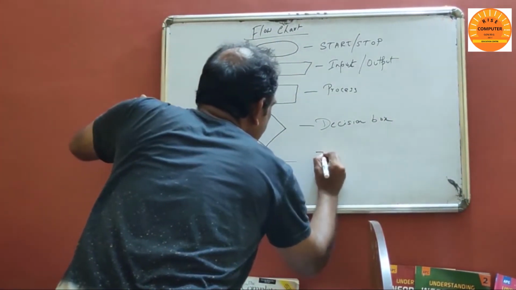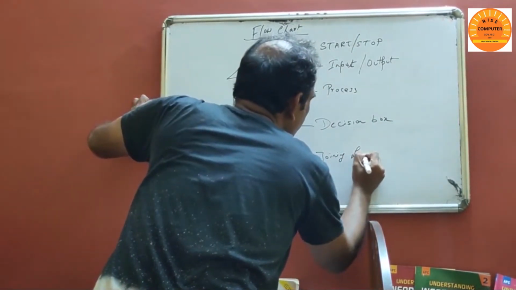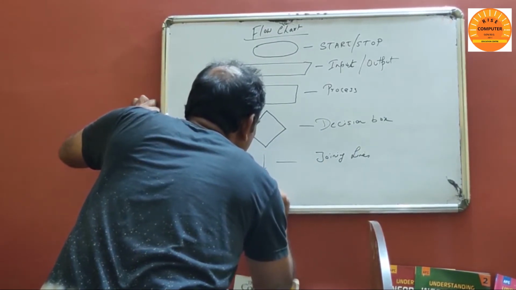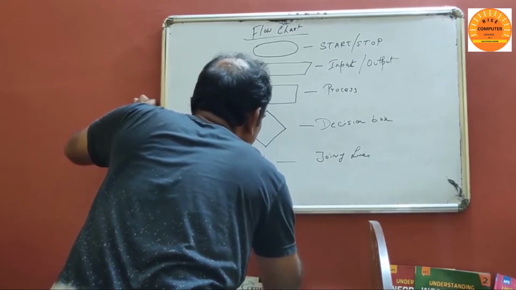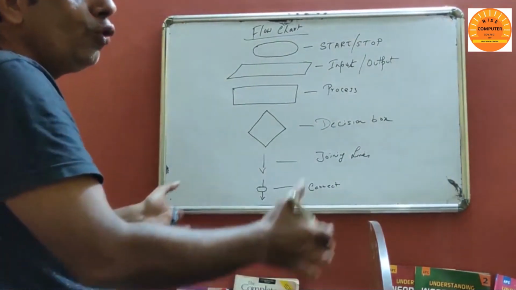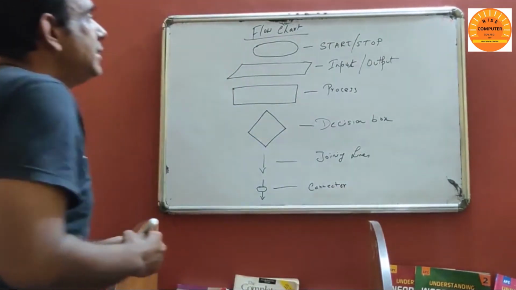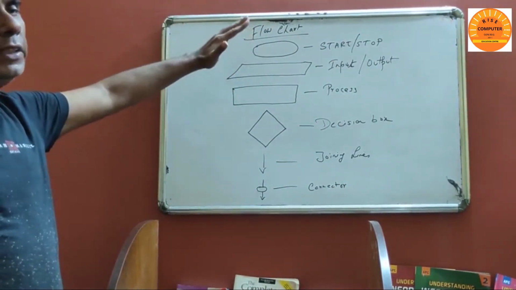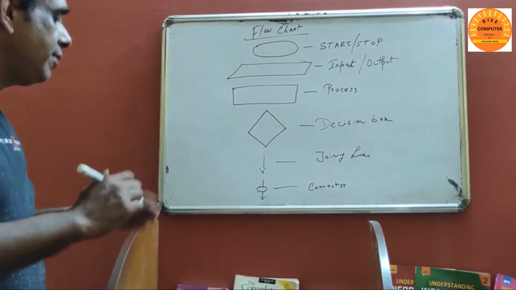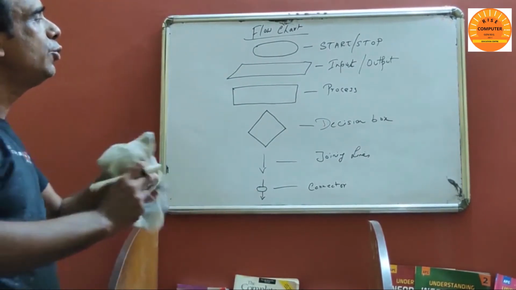These are the joining lines which join two symbols, and this is the connector which connects two different symbols. So these are the symbols which are used to draw a flowchart. So take the example of the previous algorithm.